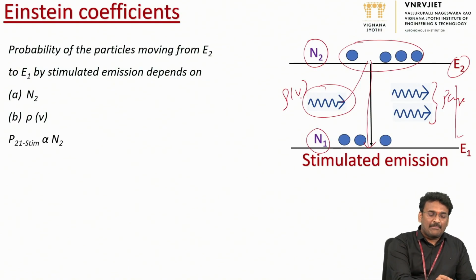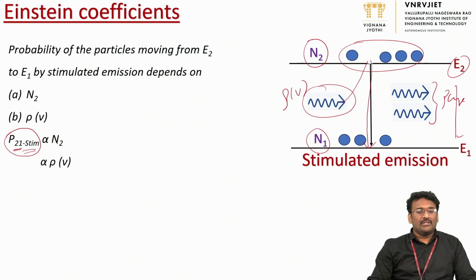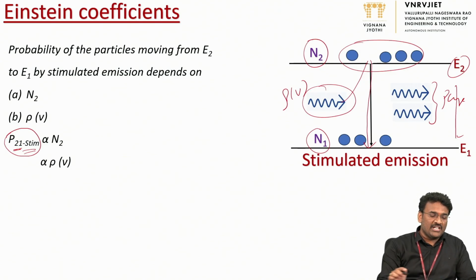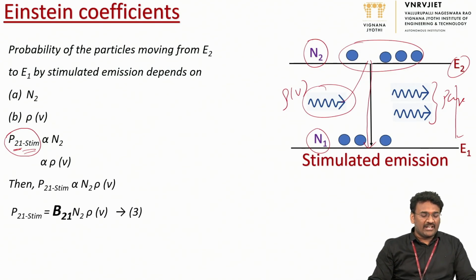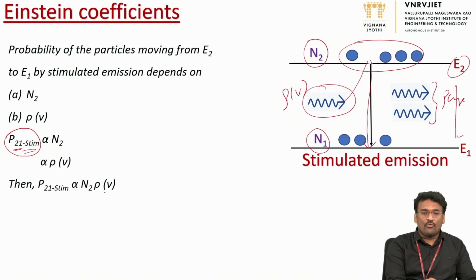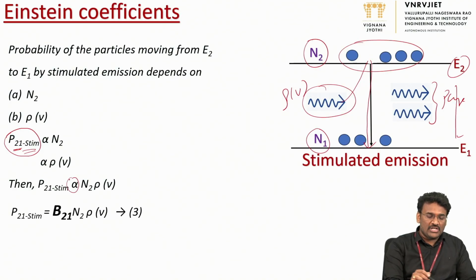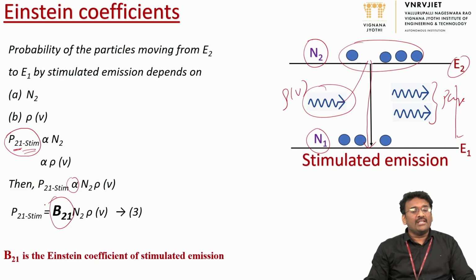Now we can write combinedly P21 stimulated is proportional to N2. That is, the probability of particles moving from state 2 to state 1 by stimulated emission is proportional to N2. And that's also proportional to the energy density rho v, so combinedly we can write N2 rho v, and by removing this proportionality we write a constant B21, which is the Einstein coefficient of stimulated emission.